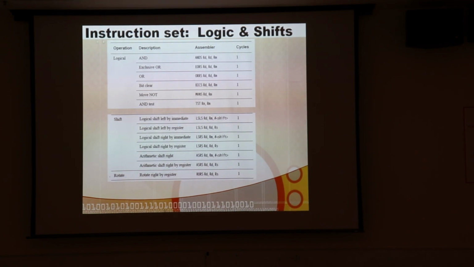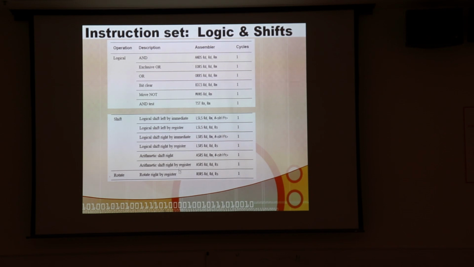So we have logical instructions and shift instructions. The logical ones: there's an AND, an XOR, an OR, a bit clear, a move, and an AND test, or a move not actually. There's a shift left by some number of bits, shift left by some value in a register, and then shift right by some number within the instruction, called shift right by immediate, and shift right by register. And then there's arithmetic shift right. There is no arithmetic shift left. And there's arithmetic shift right by register. And then there's rotate right by register. There is no rotate left.